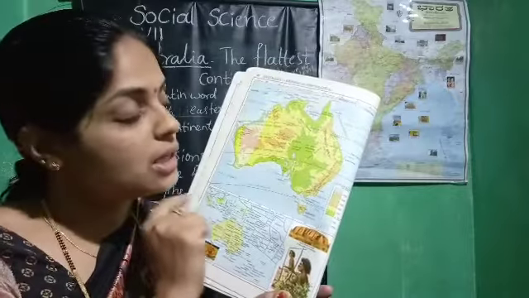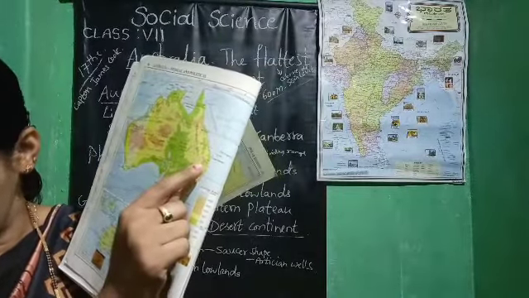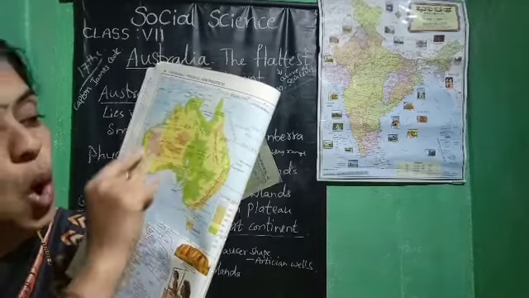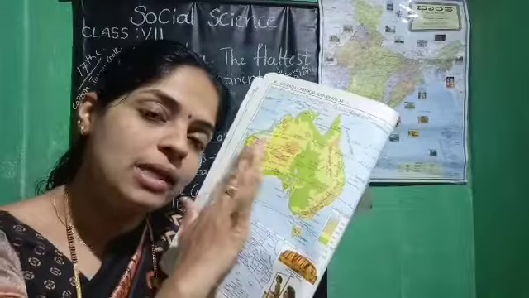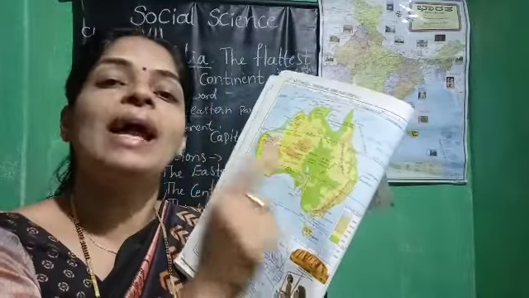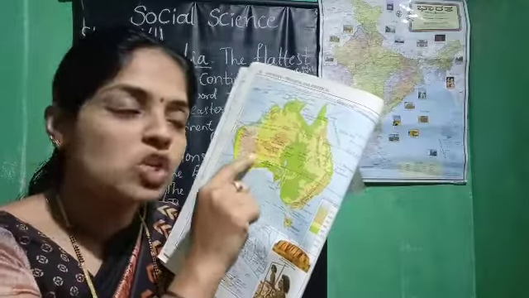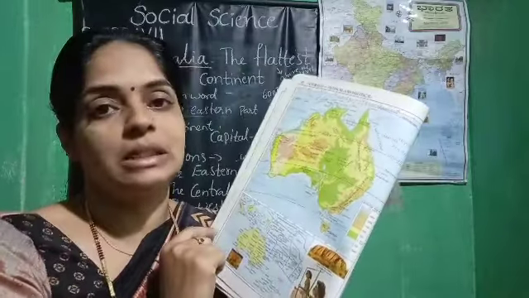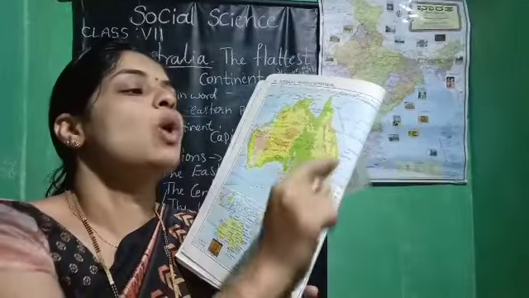Why is it flattest? Because it has a 19,310 kilometer long coastline, and it is very flat. That land is very flat, so it is called the flattest land. And why is it a desert? Because half of Australia is covered by desert. Okay, so it is called the desert continent, and it is the smallest continent.